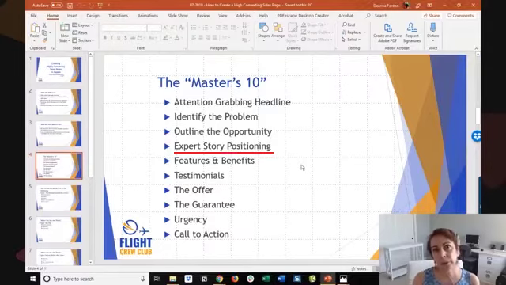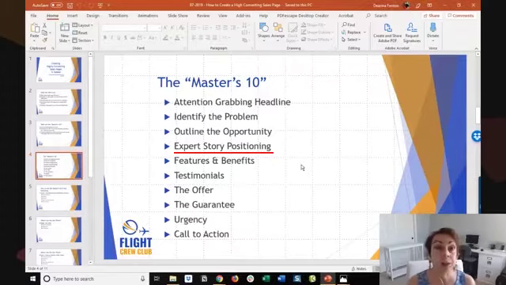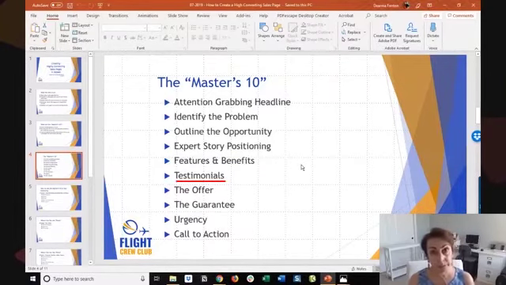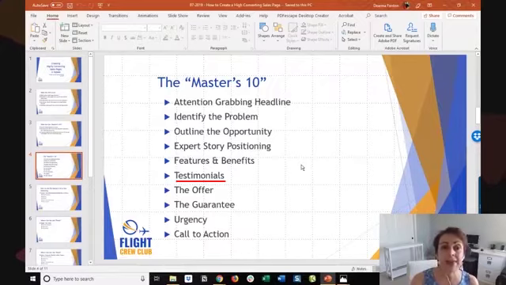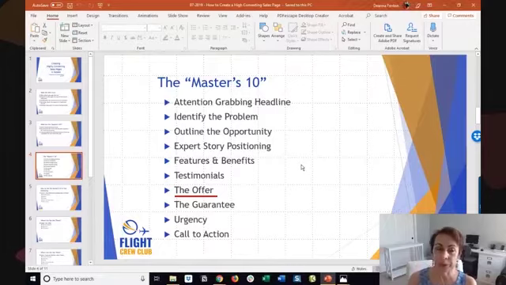Then expert story positioning. For those of you who've read Donald Miller's book StoryBrand, this is where you introduce the guide, who is you, and what makes you qualified to help them with this problem. Then, of course, there are testimonials, so you have your success stories, and then you make the offer. Mind you, this is the whole 10, but then we're going to break it down and come back to how these fit in your sales page.